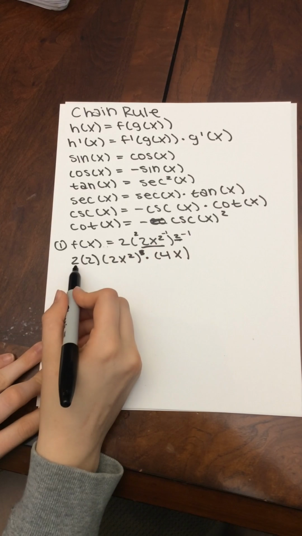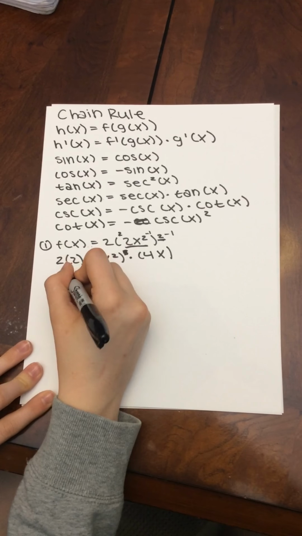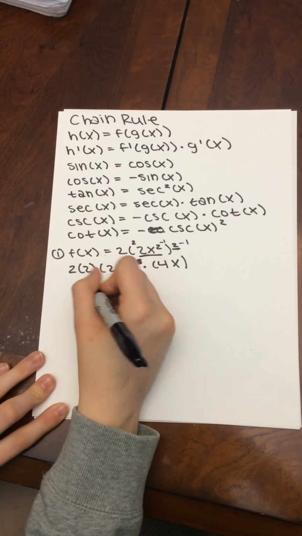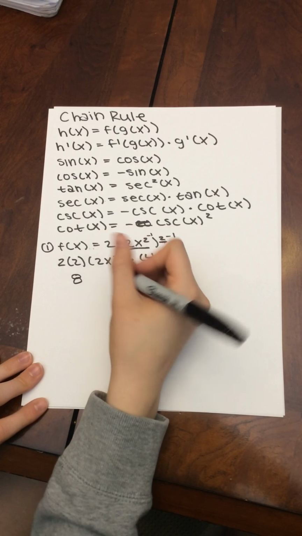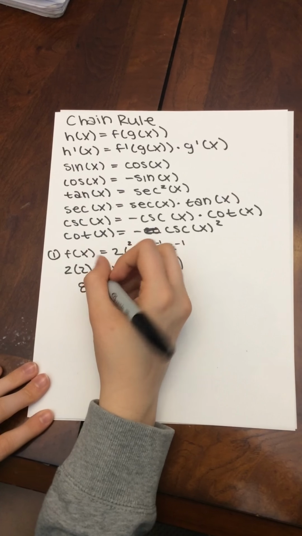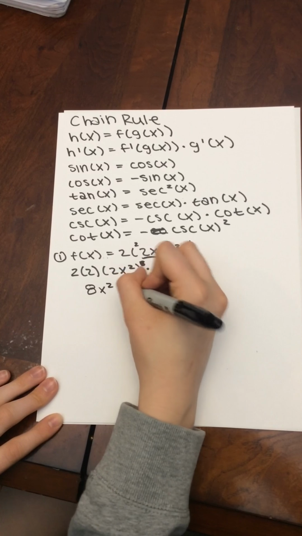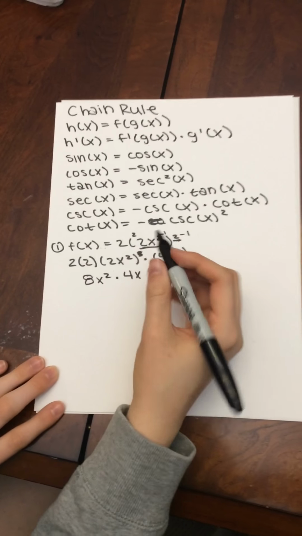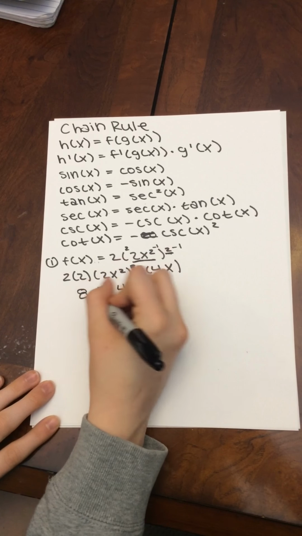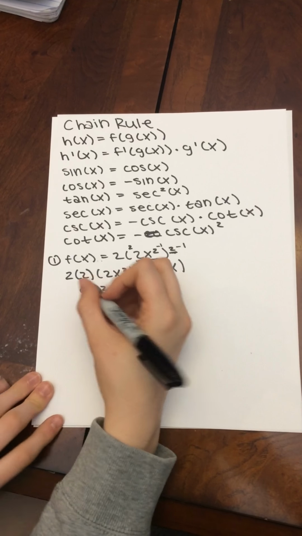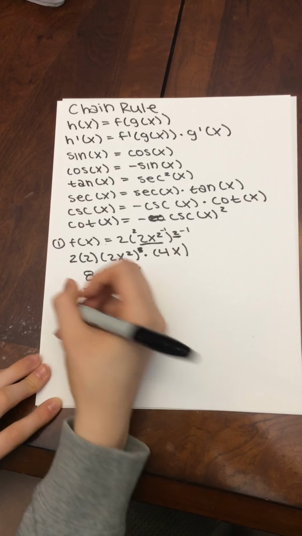So you're going to end up with 2 times 2 is 4, and then times 2 again, that's 8. And then you have 8x squared times 4x. You can leave this as your answer, or you can multiply 8x squared times 4x, which is 32x to the power of 3. So that would be your final answer.